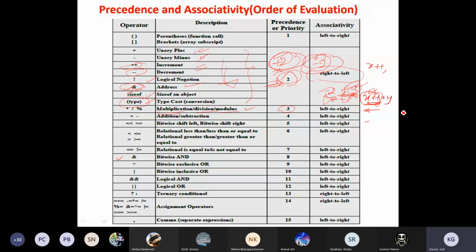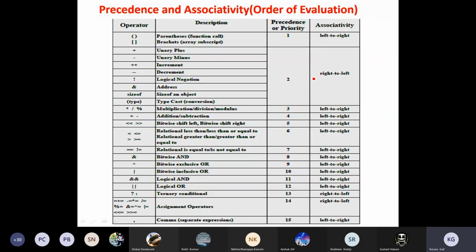So evaluation will be done from right to left, not from left to right, and this is true only for these operators: sizeof, ampersand, not, increment, decrement, the unary operators. Clear? Okay.